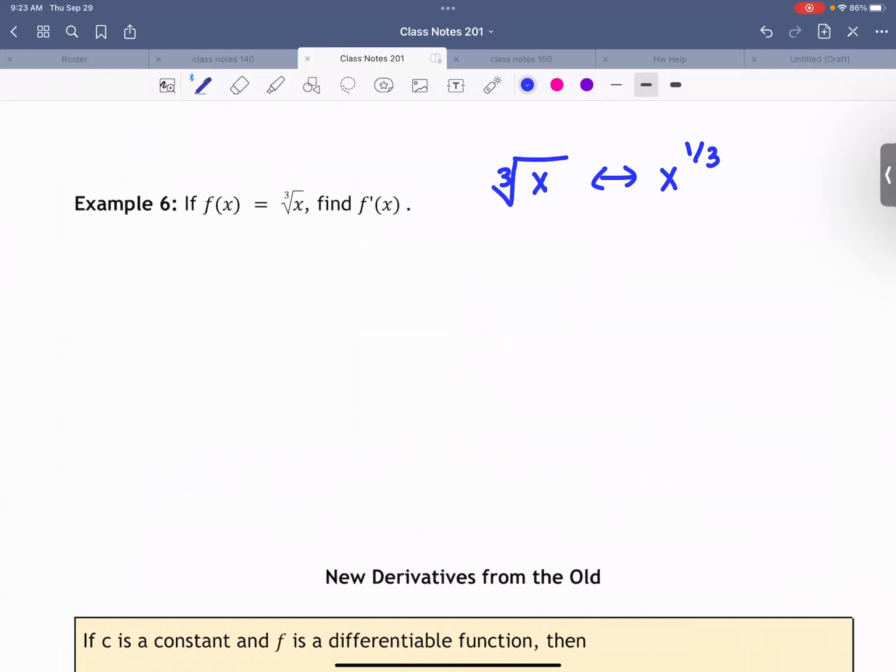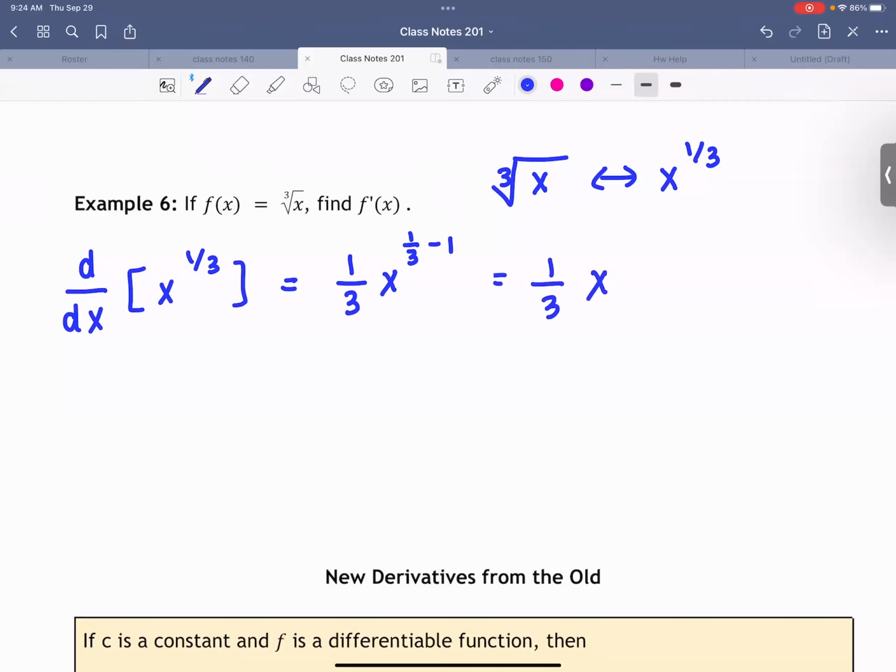So if I want to find the derivative of this function, I'm finding the derivative of x to the 1/3, okay? It's the same rule, we're just working with fractions. The exponent goes up front, and we subtract the exponent by 1. Now, I'm not very good with dealing with fractions, but let's see if we can try this one.